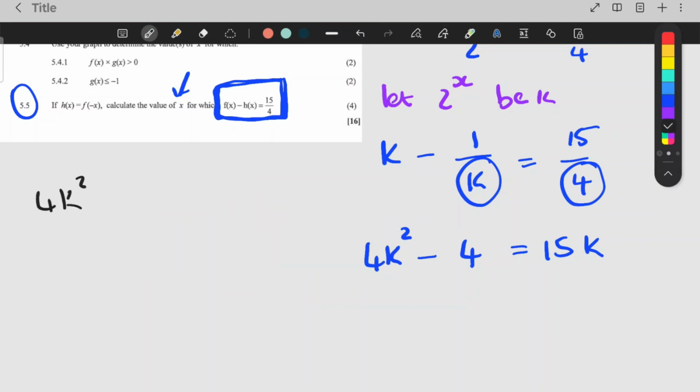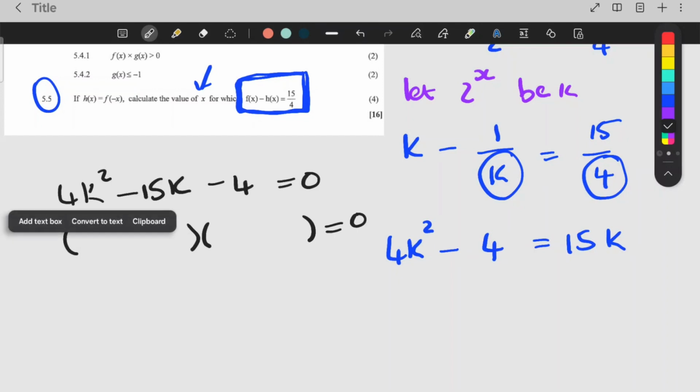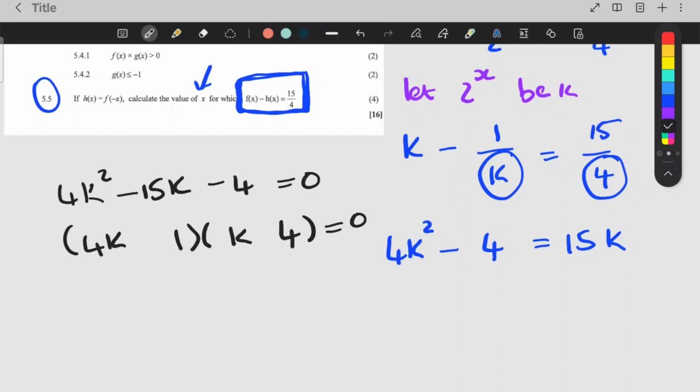Standard form is 4k squared minus 15k minus 4 equals 0. And then I'm going to factorize and solve for k. You can factorize or use the formula. Remember, you're solving for k. Let's factorize: 4k and k, and then I'm going to have a 4 and a 1. I'm going to have the 4 here and the 1 here. This is a plus and this is a minus. I get my k to be negative a quarter or a positive 4.